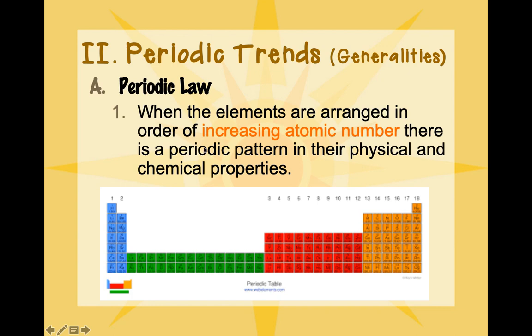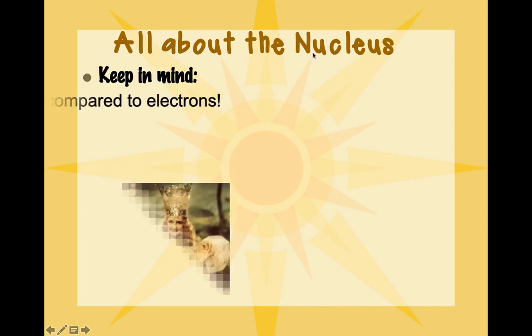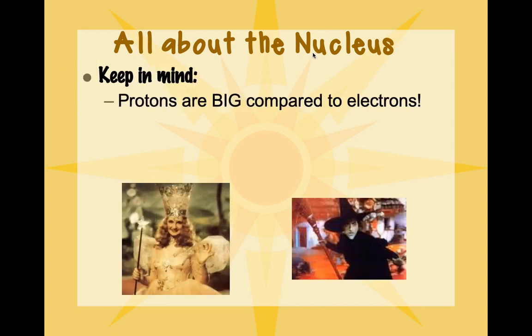All right, now let's talk about those trends. The first trend that we're going to talk about has to do with size. But it turns out that all of our trends, really, it's about the nucleus. So what I want you to keep in mind is that protons are big compared to electrons. Now, obviously, if you're just talking about them in general, everything in the atom is tiny. But if you're comparing, protons are big compared to electrons.